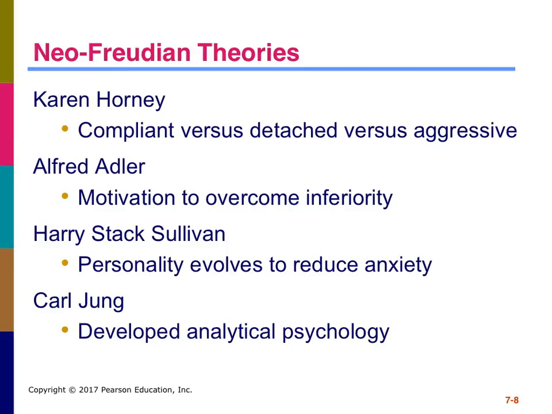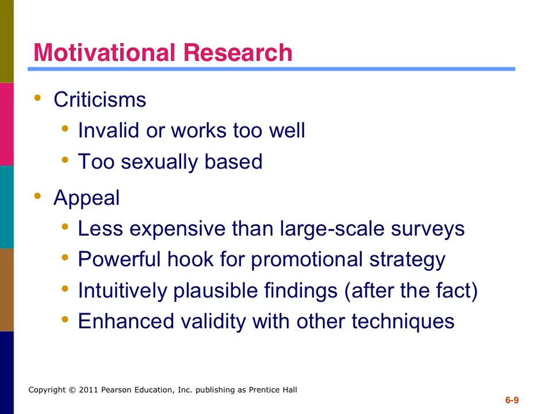For Alfred Adler, it's mainly your motivation to overcome inferiority. That's what shapes who you are. For Harry Sullivan, it's personality evolving from the anxieties that you have. All you do is to reduce all the anxieties that you have. But the most interesting one is the last one, and I'm sure you've heard of him, Carl Jung. Carl Jung is a neo-Freudian, but he formed a completely new school of thought that we're going to call analytical psychology.